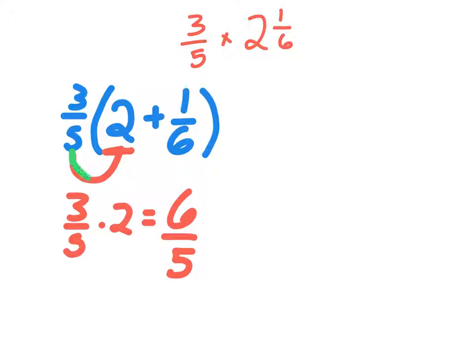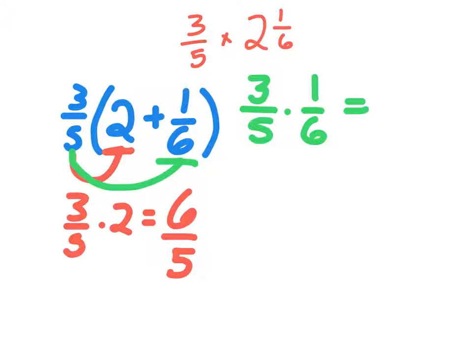Now we need to distribute our 3/5 times our 1/6. So let's write that over here in green. 3/5 times 1/6. And I'm going to look at my cross multiples. 5 and 1 can't reduce, can they? There's no number that goes into both 5 and 1. But look at 3 and 6. We can reduce that, can't we? What number goes into both 3 and 6? The answer is 3. 3 goes into 3 one time. How many times does 3 go into 6?